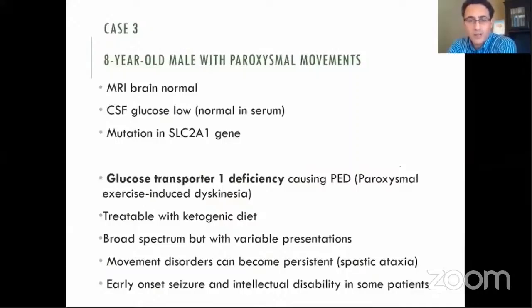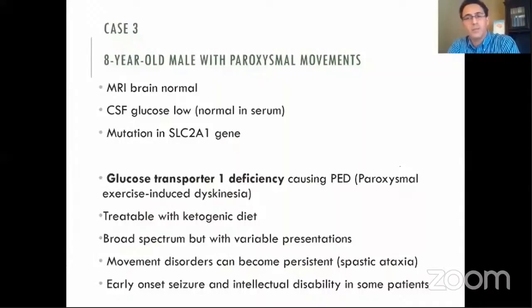This is caused by glucose transporter 1 deficiency, which can be diagnosed by checking the CSF glucose and then confirming with the gene study. This is a treatable condition, so it's important to be diagnosed. It can be treated with ketogenic diet. It has a broader spectrum, and it could have variable presentations, including in members of the same family, as exemplified here. Movement disorders could be paroxysmal, but they can become persistent, for example, in a spastic ataxic gait over years. There could be a history of early onset seizure or intellectual disability, but not in all the patients. So it's important to pay attention to that.